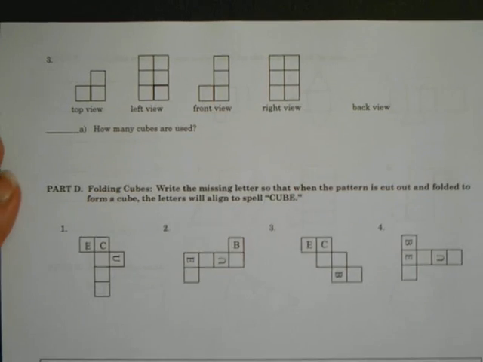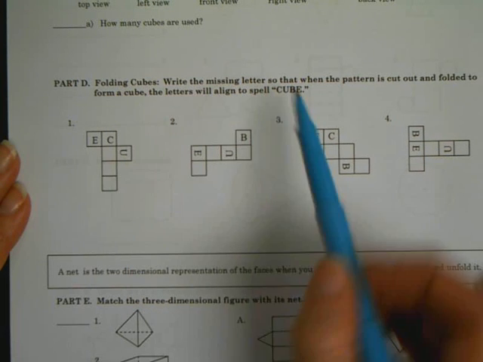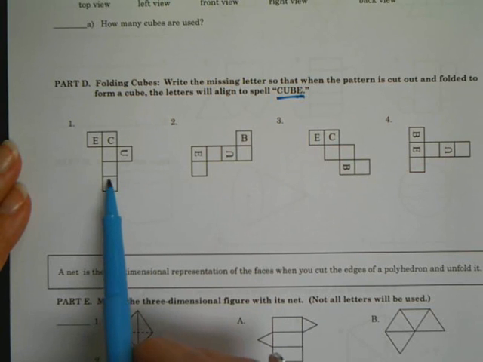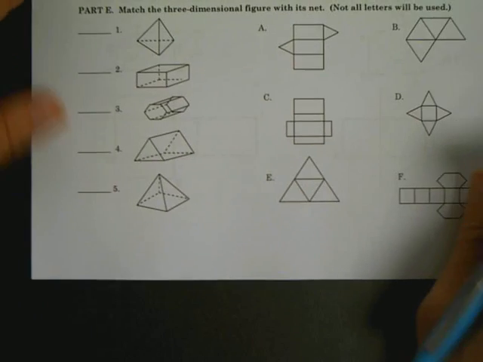Part D, you're going to figure out where the missing letter goes in the word cube, because when you fold this up, you should have the letters spell out cube, and they should be facing the correct direction, going around in order. So in this one, you're missing the letter B. You've got to figure out which square the letter B would be written in, so that when you fold up this template, it would spell out the word cube. And you're going to be doing that for each of those. Okay. Then down here is matching your three-dimensional figures with its net.